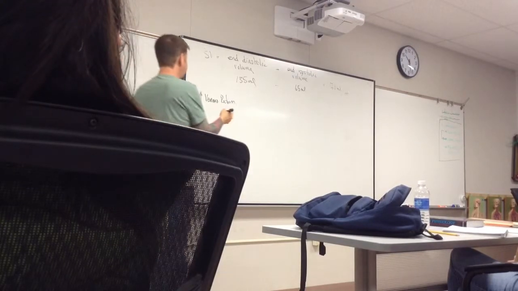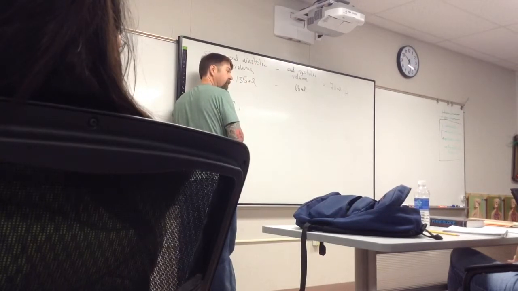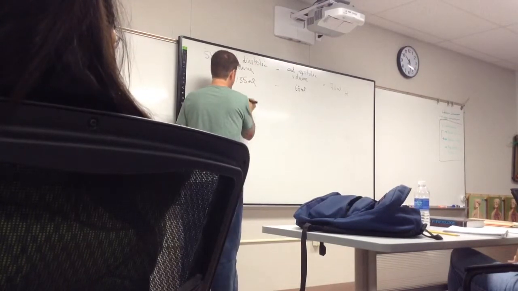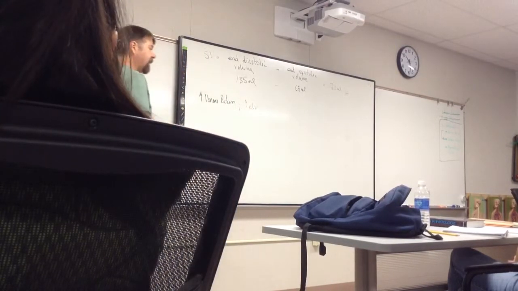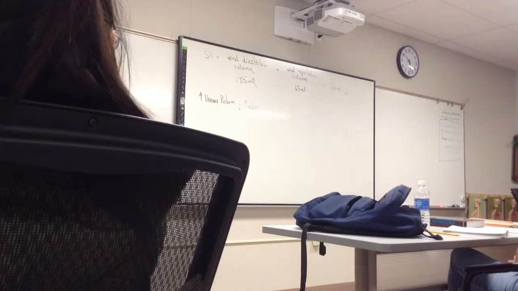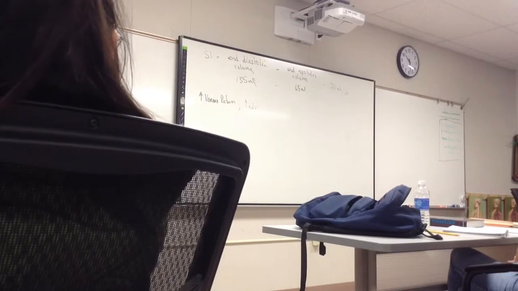So if you increase venous return, what does this number do? It increases. That would increase, can I just abbreviate here, EDV? That would increase the end diastolic volume. Okay, does that make sense? Start moving around, more blood going back to the heart, more volume in the ventricles.